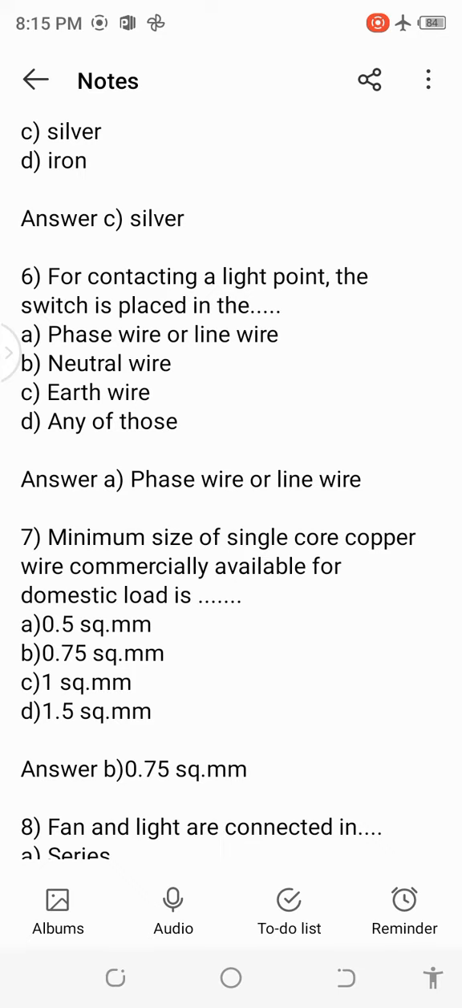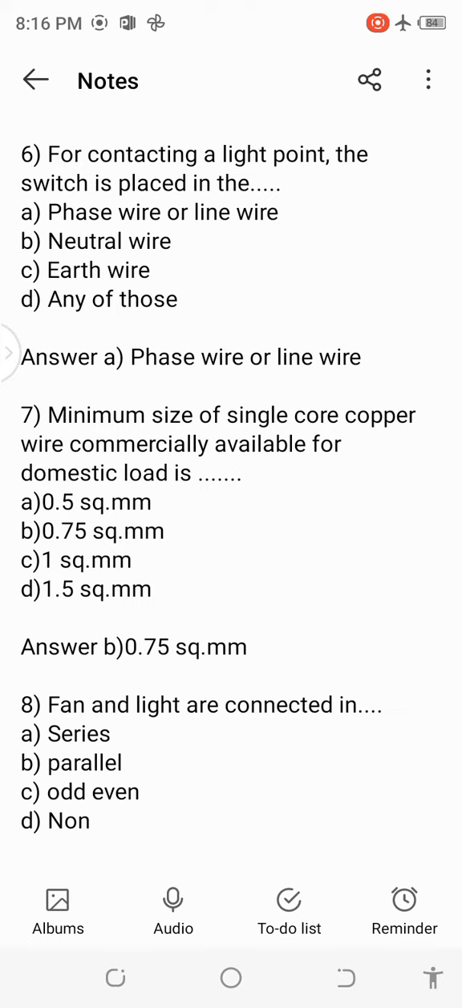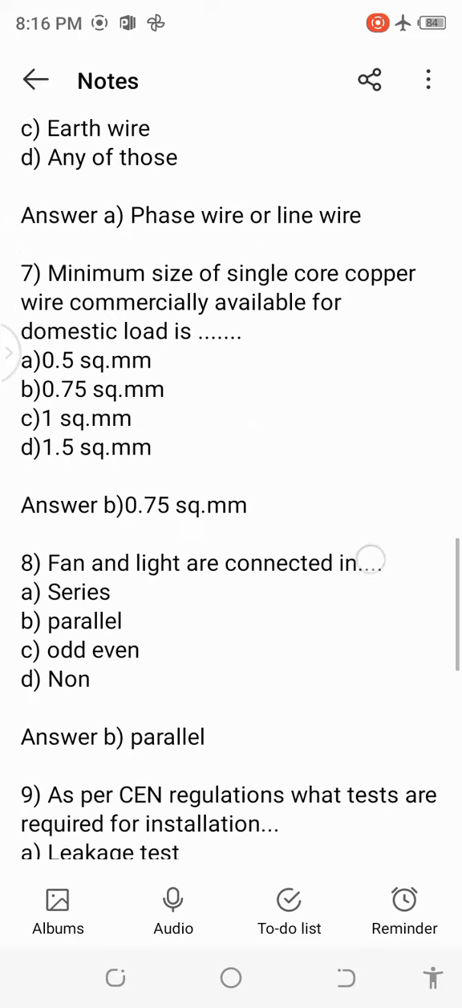7. Minimum size of single-core copper wire commercially available for domestic load is A. 0.5 sq.mm. B. 0.75 sq.mm. C. 1 sq.mm. D. 1.5 sq.mm. Answer B. 0.75 sq.mm.